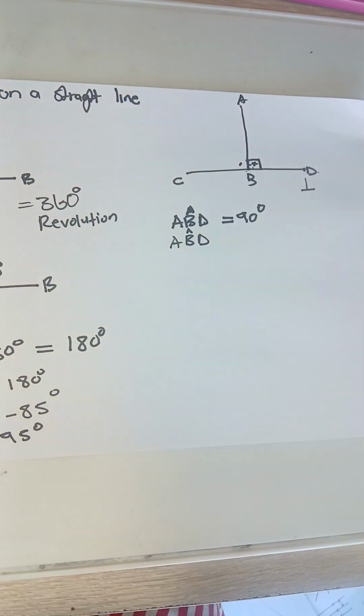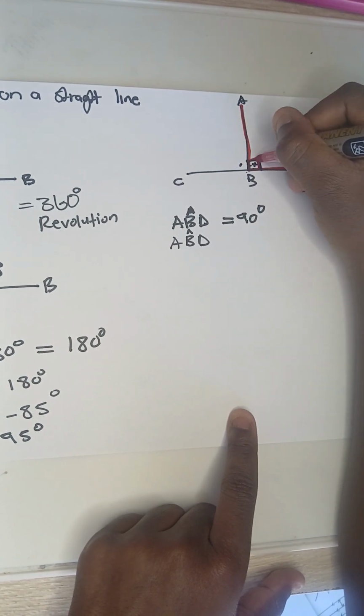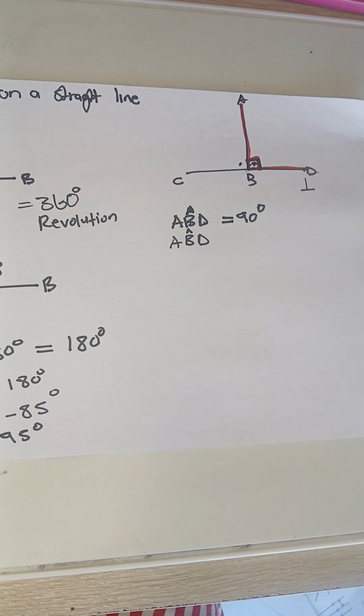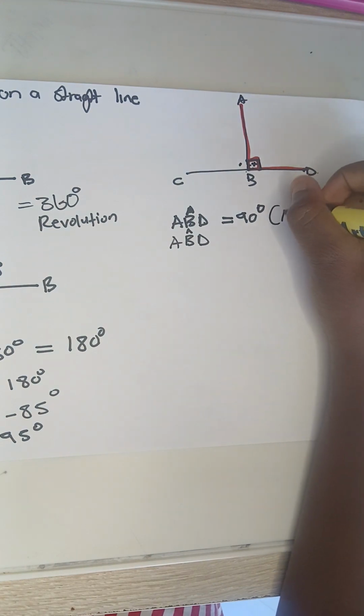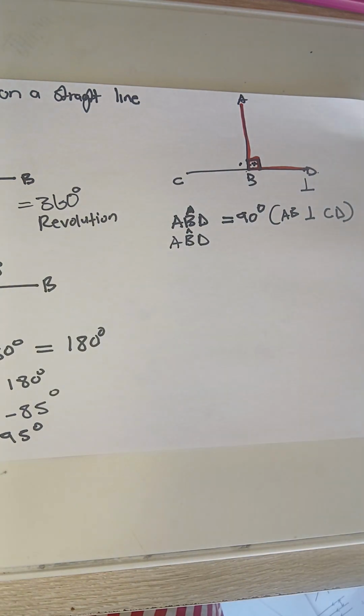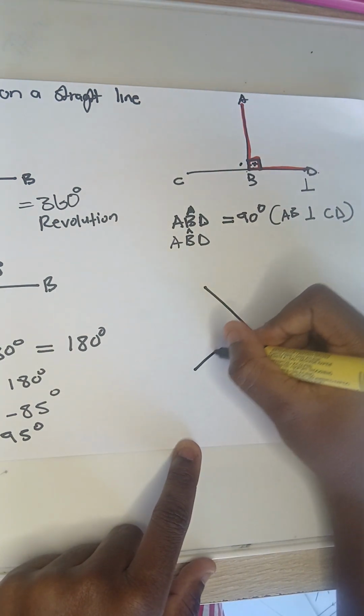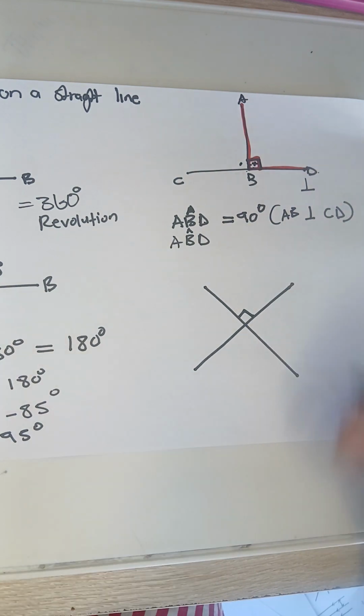Let me show you. ABD, talking about this angle. It's equal to 90 degrees. And then our reason is because AB is perpendicular to CD. Why are we saying ABD is 90 degrees? Because AB is perpendicular to CD. If two lines are perpendicular, they form 90 degrees. Even though a line is like this, and here it's 90 degrees.